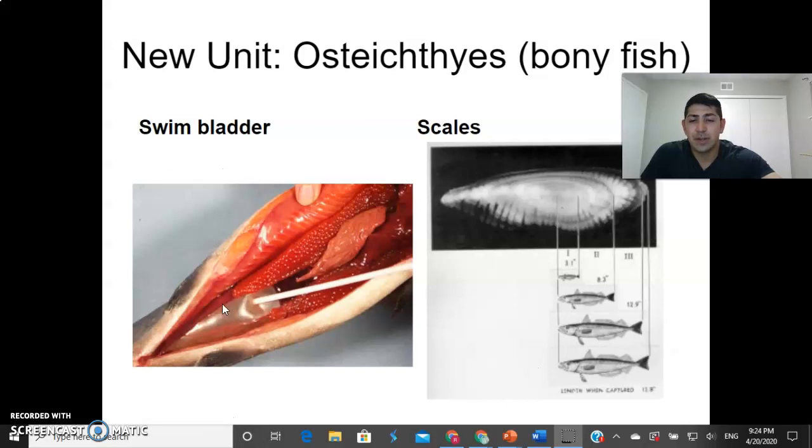Here's a picture of anatomically what a swim bladder looks like. And here you can see how the size of the scales is represented with the size of the fish. So you'll have a fry and it only has a smaller size scale, and as it gets larger it basically builds like the rings of a tree.